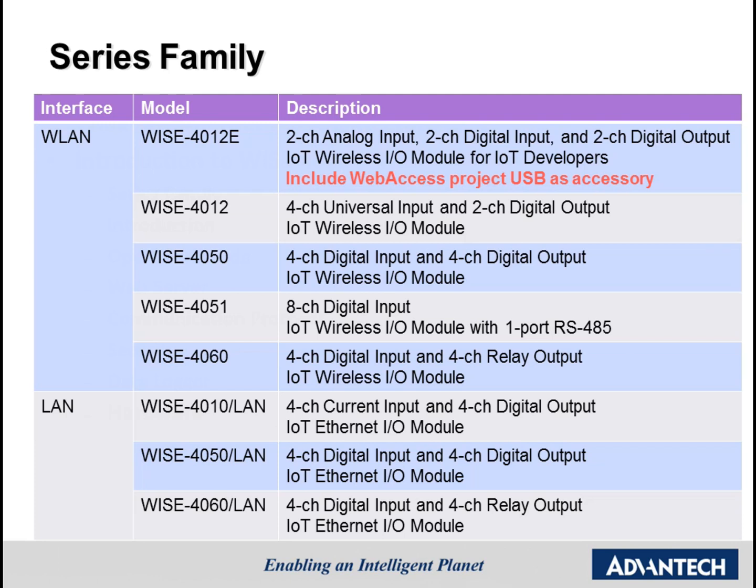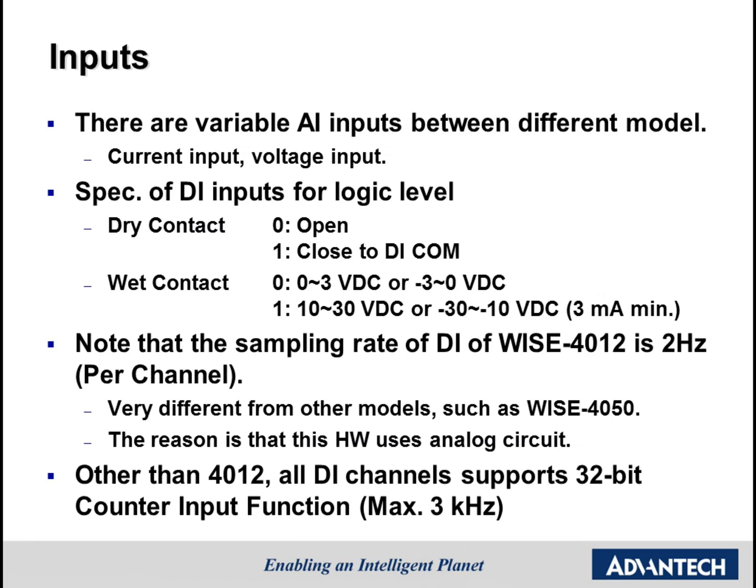The WISE 4000 series is divided into wireless LAN interface and LAN interface models. The design concept is the same. There are variable analog inputs between different models. Some models only accept current input. Some accept current and voltage inputs with different ranges. Digital inputs for logic level are the same for all models with DI input. But the sampling rate is very different.